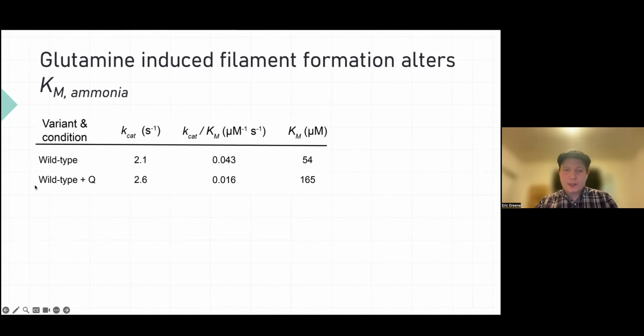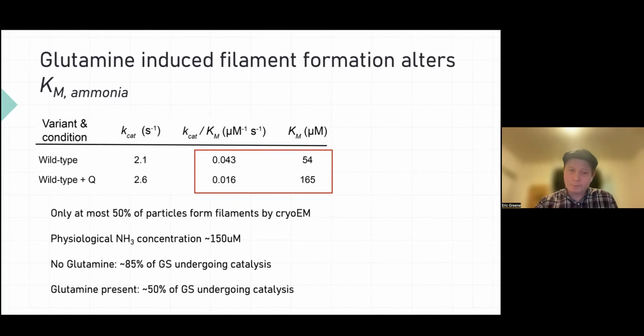So what we could do is steady state kinetics with wild type or wild type plus a saturating concentration of glutamine, and compare the Michaelis-Menten constants for this. And what we could find was that there was little or no change to Kcat, but that there was about a 3-fold change to Km, and specifically for ammonia. There were no Km changes for ATP or glutamate. And this is actually quite important, that it's specific to ammonia.